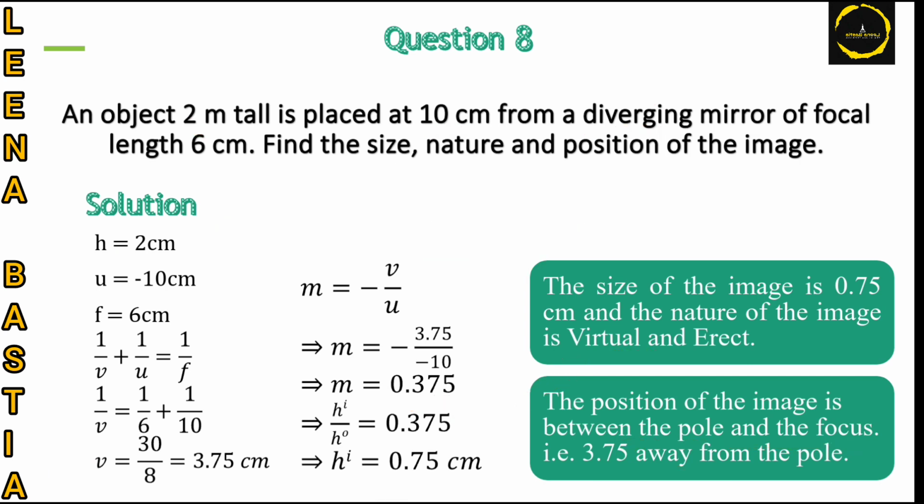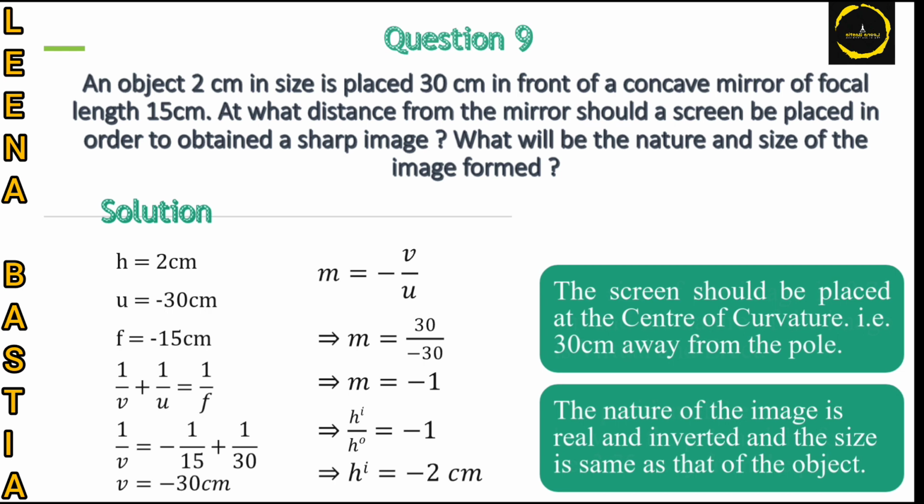Now let us move on to the next question, that is question number 9. An object 2 centimeter in size is placed 30 centimeter in front of a concave mirror of focal length 15 centimeter. At what distance from the mirror should a screen be placed in order to obtain a sharp image? What will be the nature and size of the image formed?